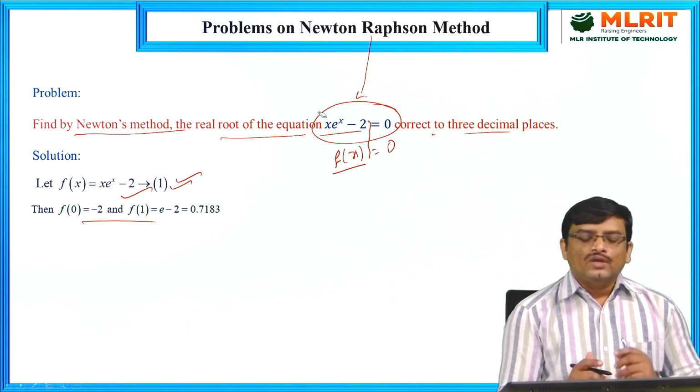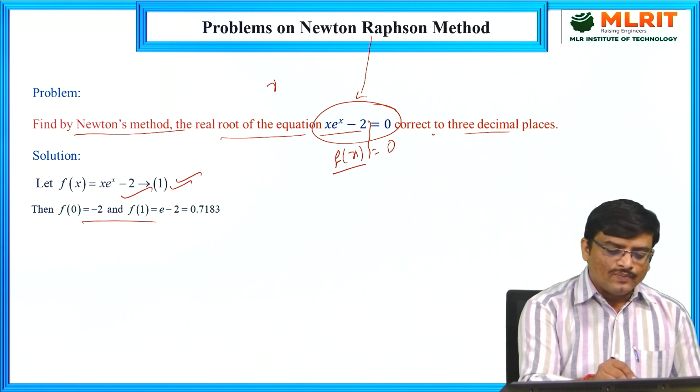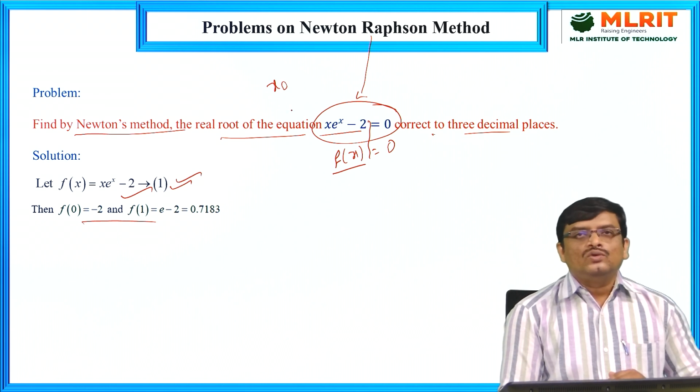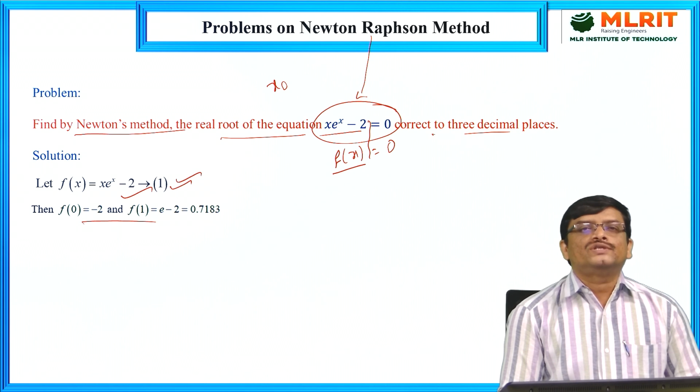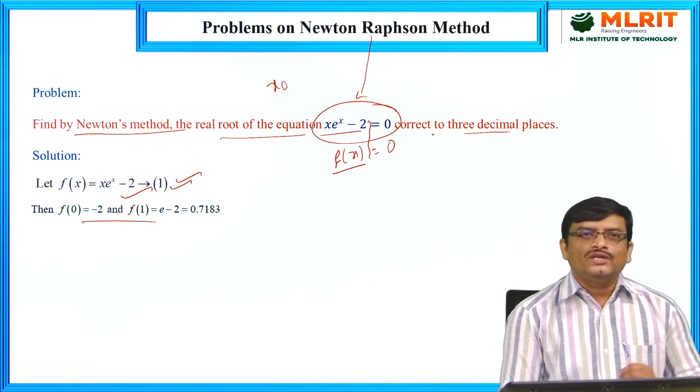So if we want to get this initial approximation, we have to go to the old procedure, that is, we have to get two real numbers.